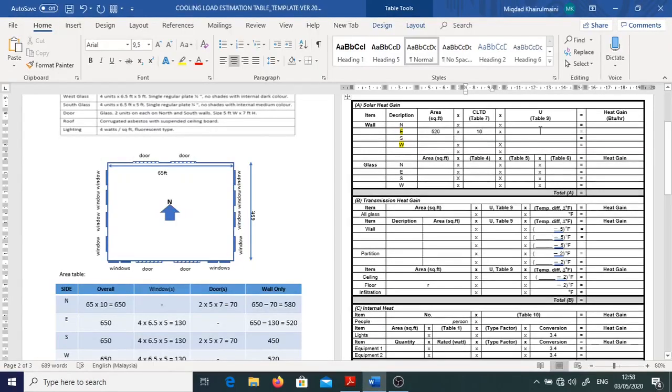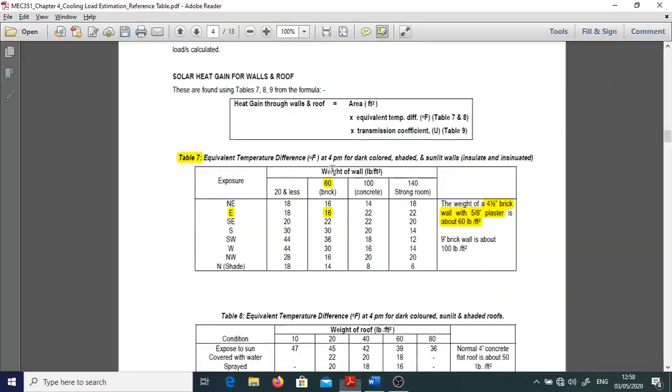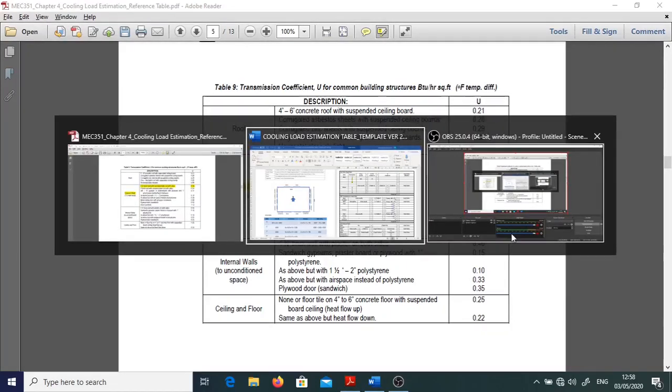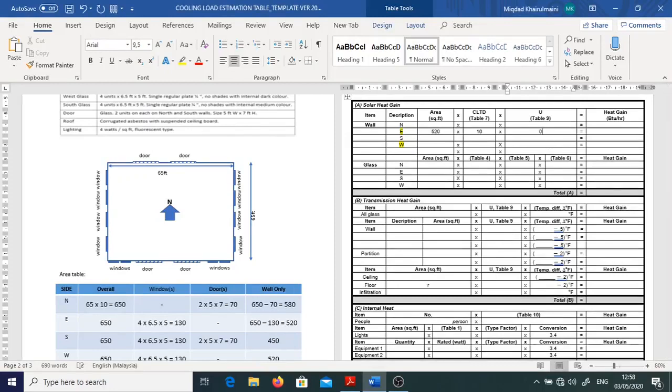And then for table 9, U is the heat transfer coefficient. So we will look at table 9. Our east wall is an external wall. For external wall, 4.5 inch brick wall, cement plaster on both sides, the value for U is 0.48. So we can use the value 0.48, and we can calculate the total. The answer is 3993.6.